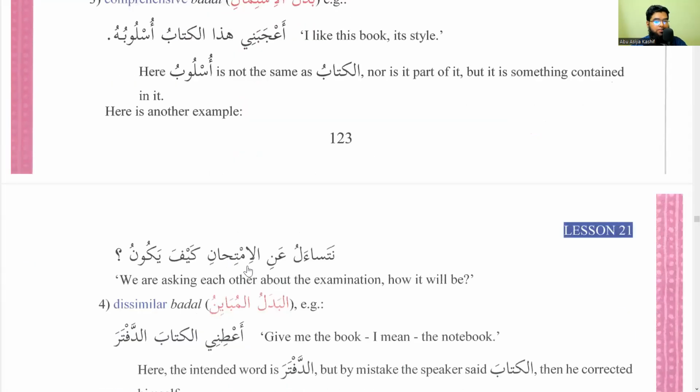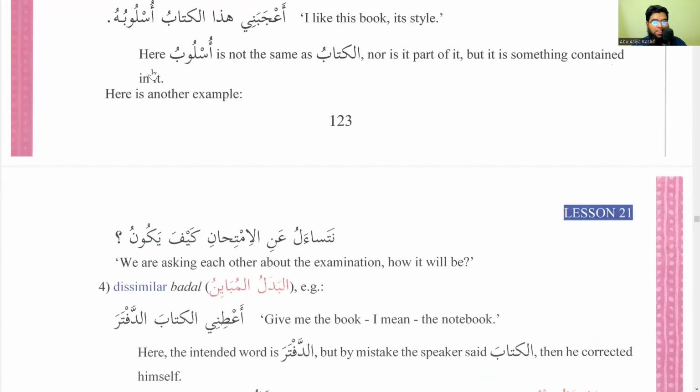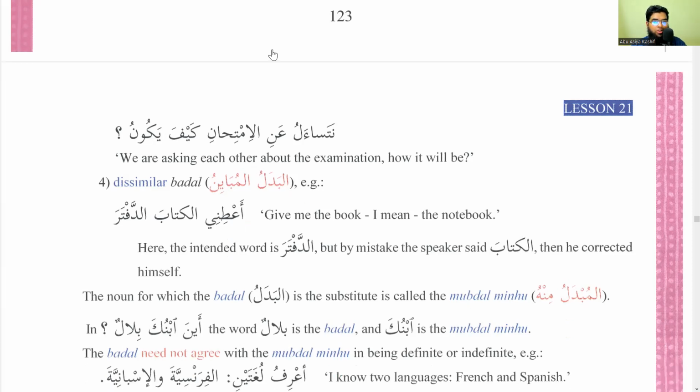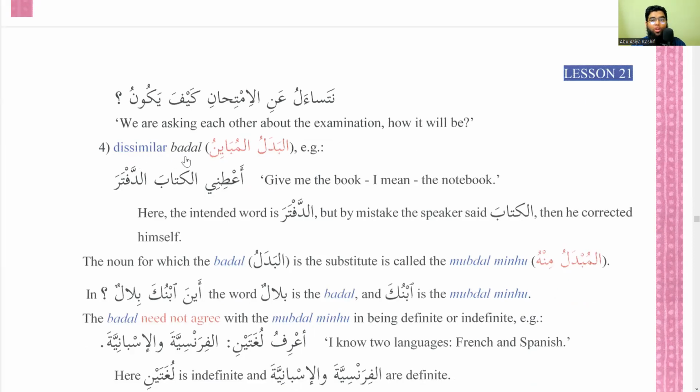And then we have badalul ghalat or mubayin, they call it mubayin. Like another example for this thing. Natasa'alu anil imtihan. We are asking about the exam. About what about the exam? Kayfa yakunu. We are asking about its feature, like how will it be? So this is called badalul ishtimal. What's the place of this sentence, kayfa yakunu? This whole sentence is the badal. How will it be? This is called badalul ishtimal, quality about it. And this dissimilar one is badal mubayin or badalul ghalat.